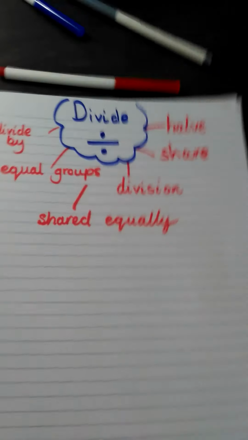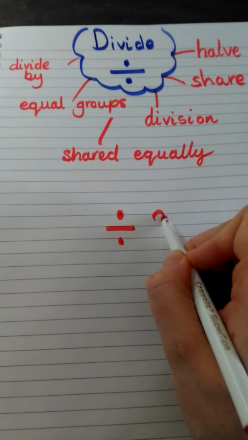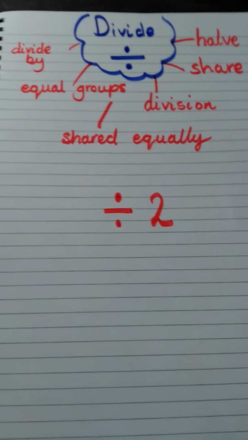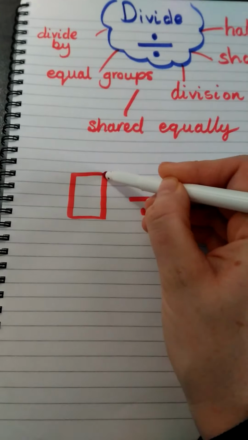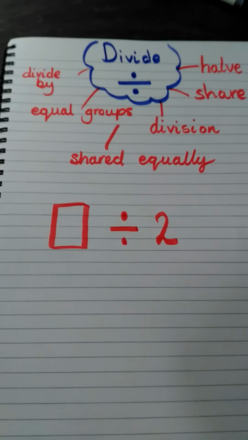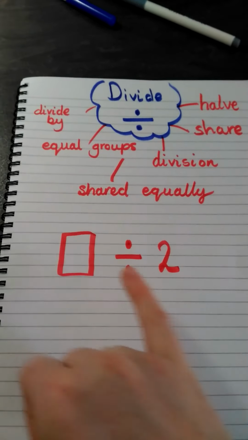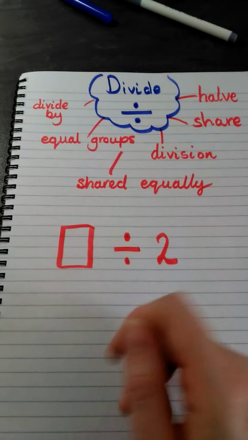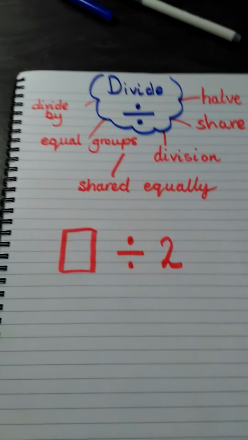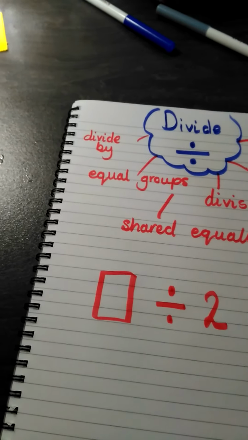So when we are halving, we are essentially dividing by 2. That's the same as half. So we have a whole number, and we're going to divide it into 2 equal groups. Or we could say, how many times does 2 go into this number? So it's all about the 2 times tables as well. This is why it's very important to know your times tables.